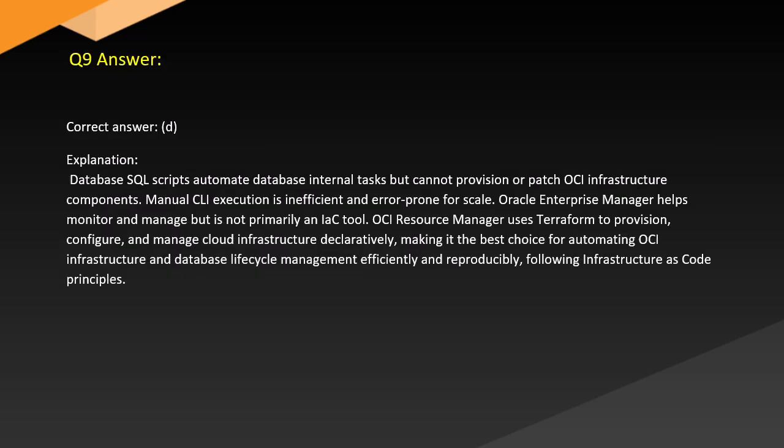Answer. Correct answer: D. Explanation. Database SQL scripts automate database internal tasks, but cannot provision or patch OCI infrastructure components. Manual CLI execution is inefficient and error-prone at scale. Oracle Enterprise Manager helps monitor and manage, but is not primarily an IaC tool. OCI Resource Manager uses Terraform to provision, configure, and manage cloud infrastructure declaratively, making it the best choice for automating OCI infrastructure and database lifecycle management efficiently and reproducibly, following infrastructure as code principles.